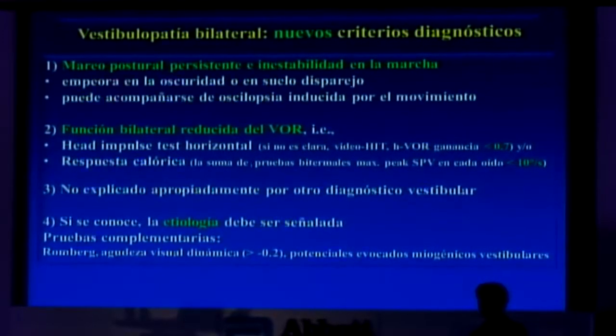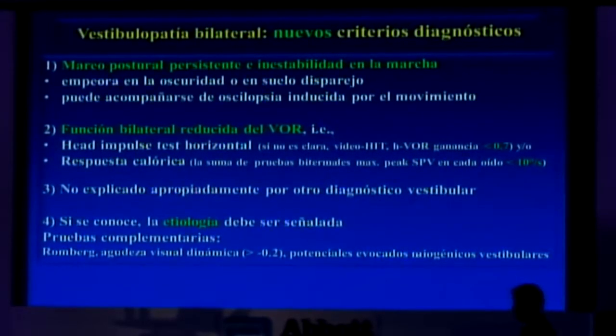And if you do a caloric irrigation, which is still a very important test, the sum of the peak slow-phase velocities of the nystagmus on the right and the left side should be less than 10 degrees per second. So that's the agreement. And this is a standard sentence: not better accounted for by any other vestibular disorder. If you know the diagnosis, you can add the etiology, for instance, gentamicin or bilateral Meniere's disease. Complementary tests are the Romberg test, dynamic visual acuity, and vestibular evoked myogenic potentials.